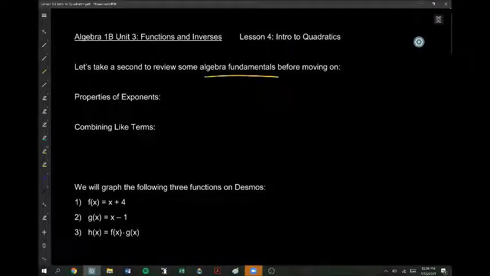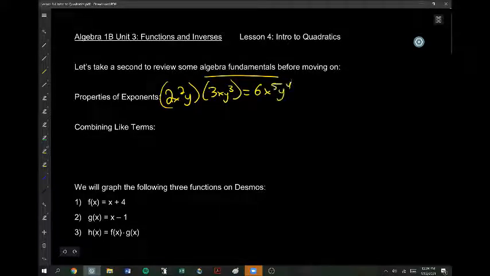Our last chapter was on the properties of exponents, which is stuff like this. If you have 2x squared y times 3xy to the third, this would become 6x to the fifth, y to the fourth, because these powers add and these powers add. But notice each of those just represents one term. That means there's no addition or subtraction.